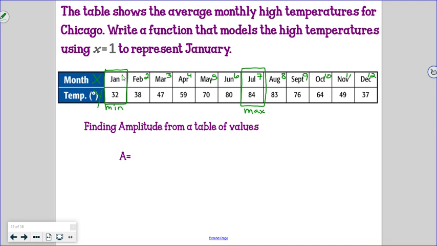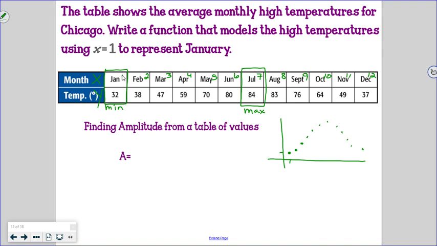The rest of it is forming that curve. These are just ordered pairs. I could graph a picture of this. Our first month is 1 up at 32. Second month, we're up at 38. Third month, 47, 59, 70, 80, 84, 83, 76, 64, 49, 37. It's starting that harmonic motion, right? And so there is a picture that goes with this. We won't draw it very often, like once or twice ever. But they are just ordered pairs, right?